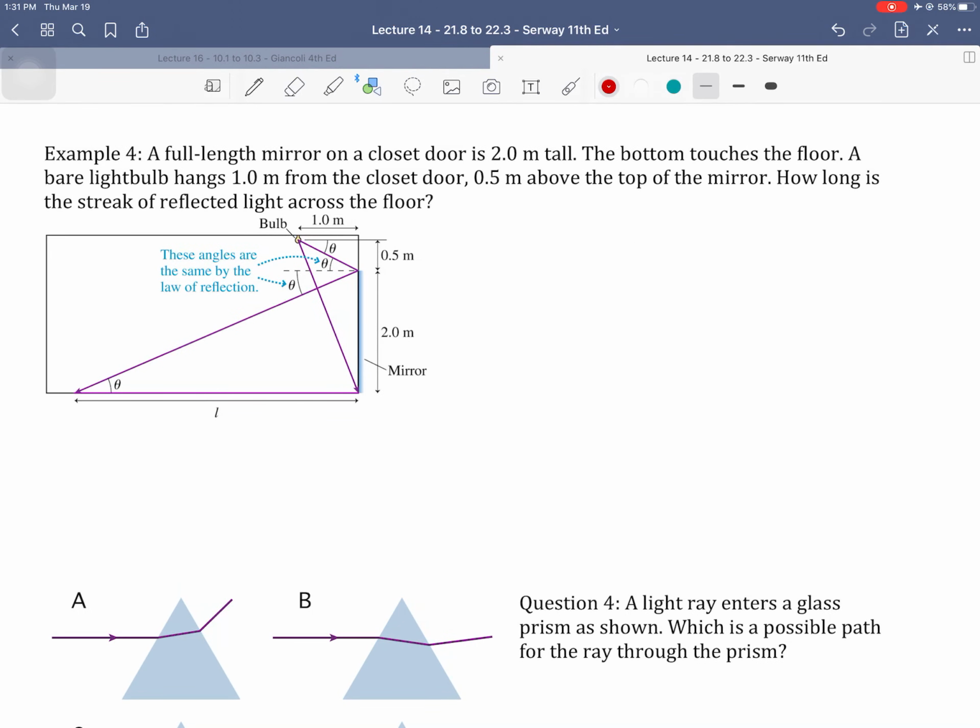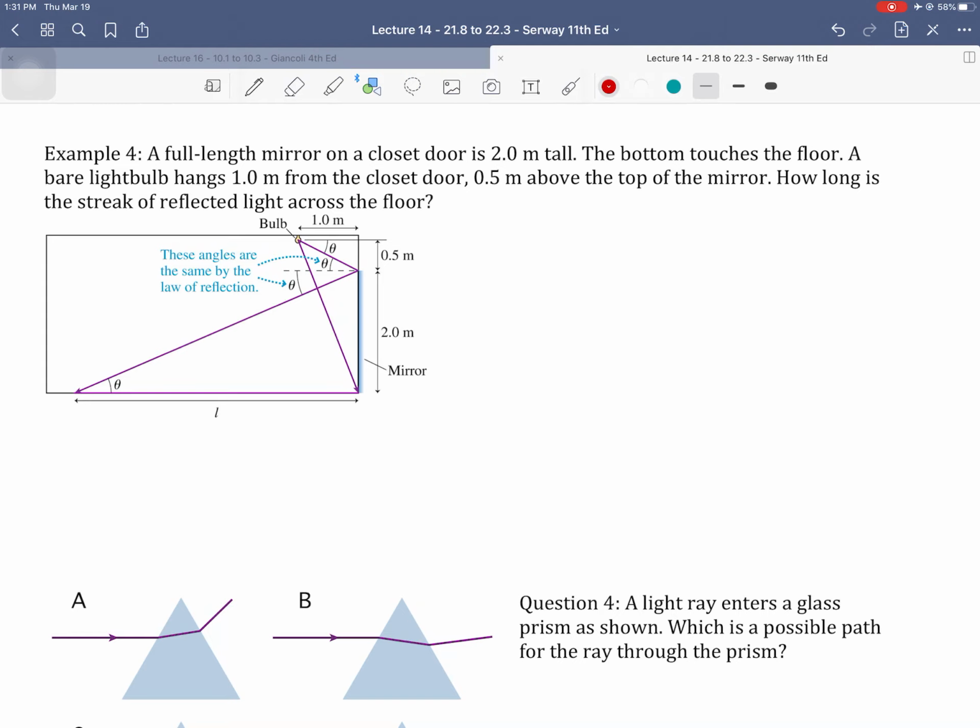Let's look at a problem here that has some reflection in it. So this is a good problem involving a little bit of reflection. Basically a geometry problem, like a lot of these are. All right, so let's take a look at that.